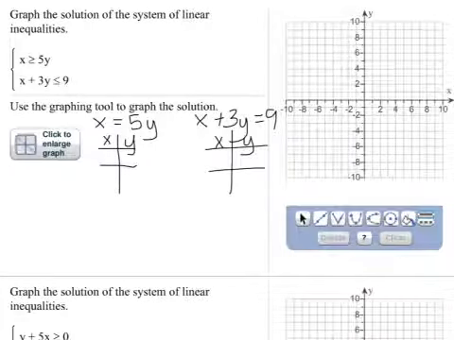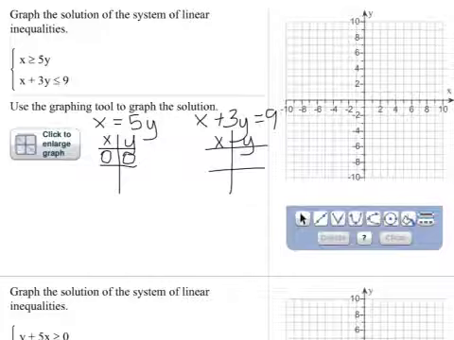So I've changed my inequalities to equal so that I can graph my line, and I've set up a table for both equations. And now I'm going to substitute, and I always start by substituting 0 because 0 is always the easiest thing to come up with. So I'll substitute a 0 in place of x for my first equation. So if x is 0, I need to find 5 times a number that's equal to 0, and that's going to be 0. So 0, 0 is one of the points on my line.